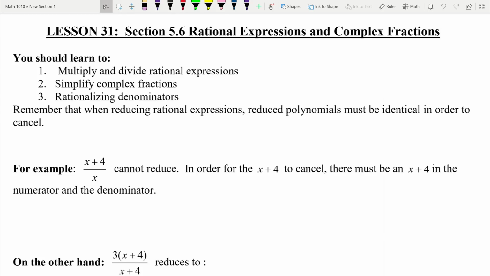All right, guys, so this is lesson 31, and we're going to work with rational expressions and complex fractions, okay?